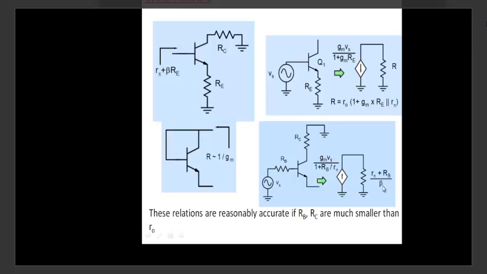So these results are reasonable if these resistors that you see here, Rc and Rb, are much smaller than R0. If they become comparable with R0, then we have more accurate expressions for all of these. But in this particular course, we are not going to encounter such cases here. All right, so these are useful results to remember.